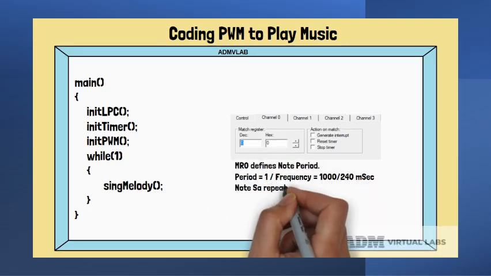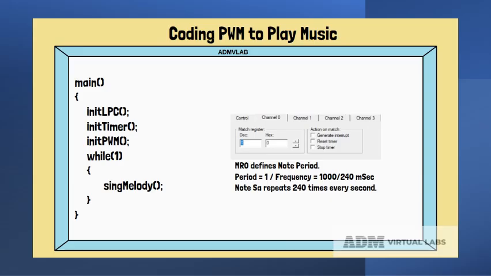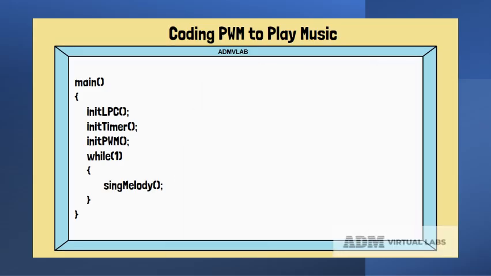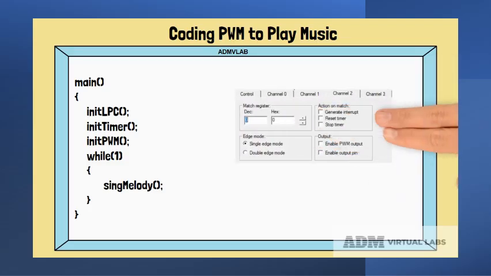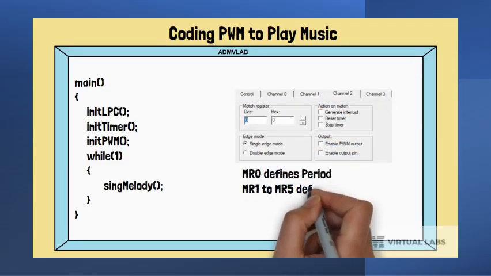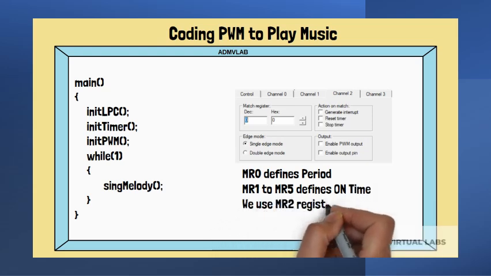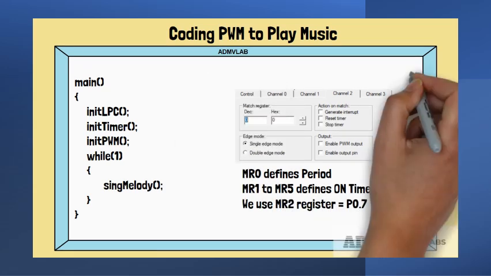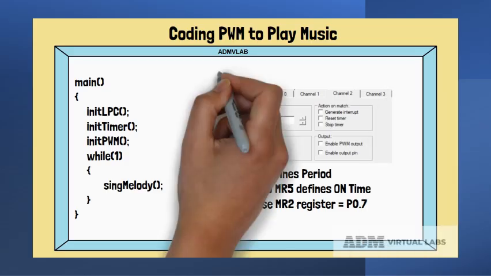The first step is to define the note period. The MR0 count value defines the note period. We have 5 registers, MR1 through 5, to define the on time. We use MR2, which drives the output P0.7. MR2 value defines the note duty cycle and the note signal volume.